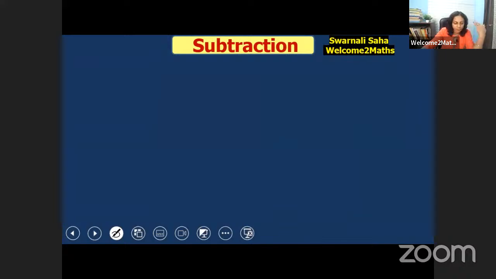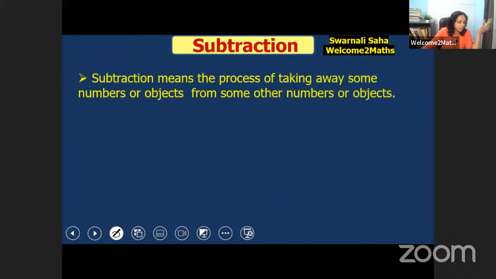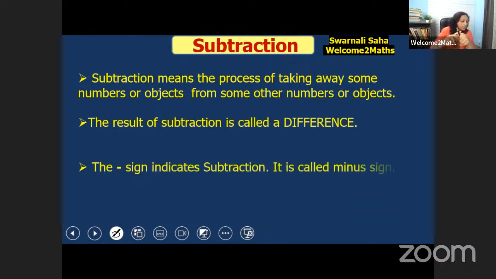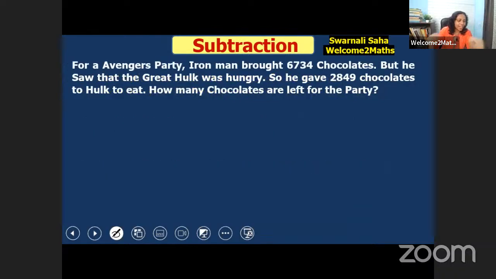Now let's learn subtraction. What is subtraction? Subtraction means to take away some numbers, and the result of subtraction is called the difference. This sign indicates subtraction and it is called the minus sign. Now for all of you, there is another story problem of subtraction. Try to solve this, then I will show you the answer.